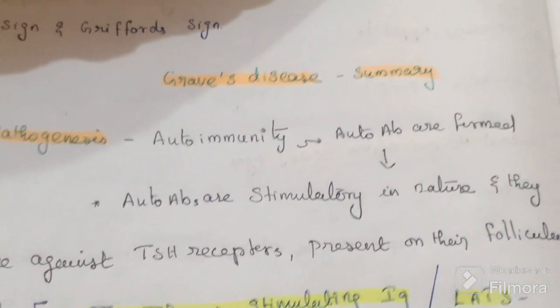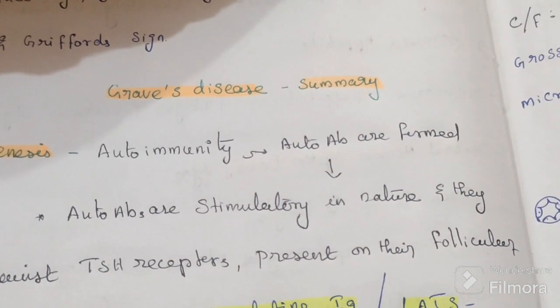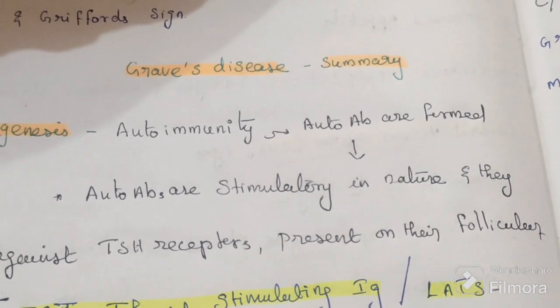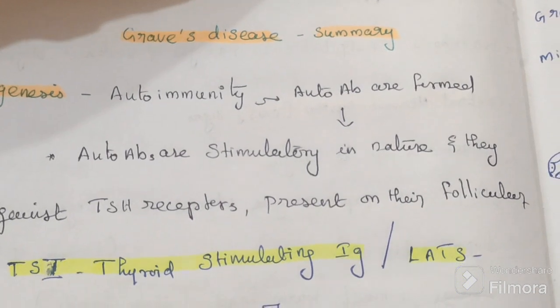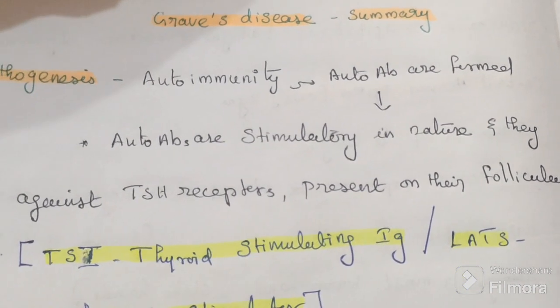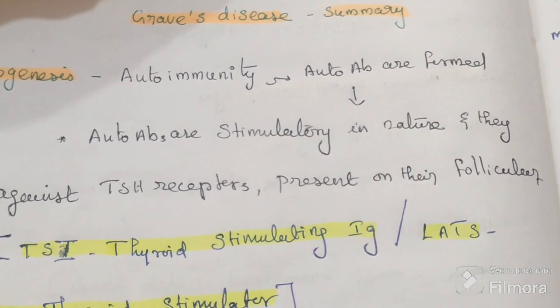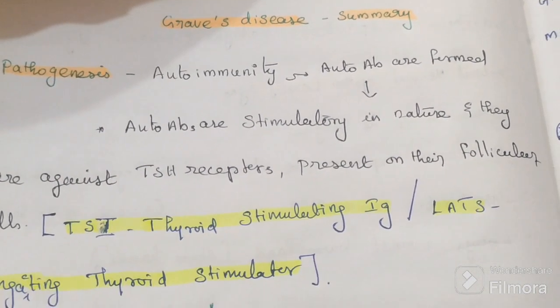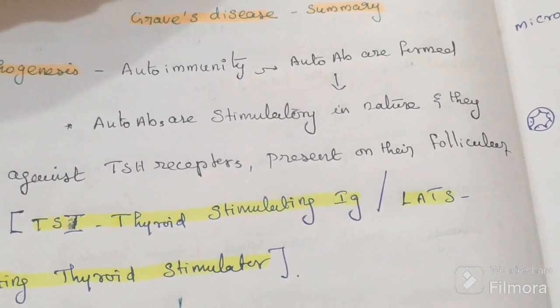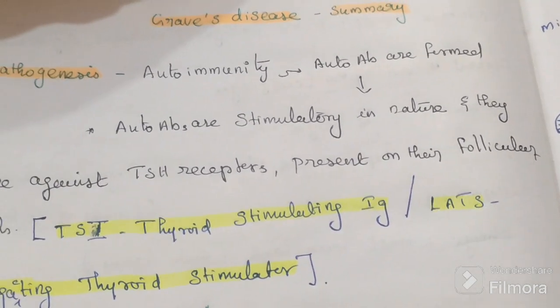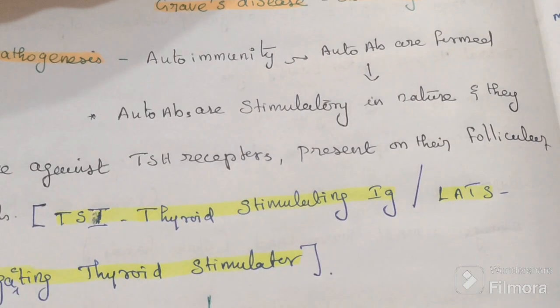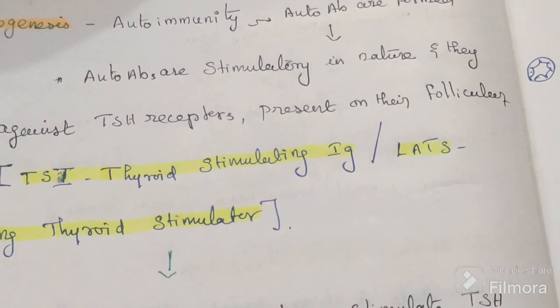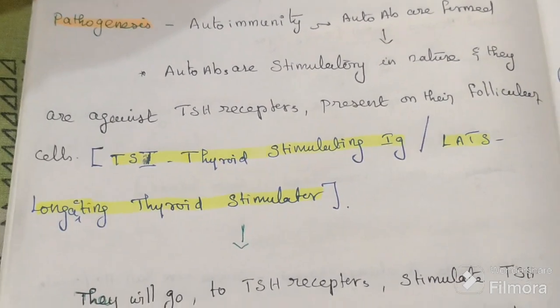So in this video, autoimmune diseases, hypo and hyperthyroidism, we discussed. First one is Graves disease. Graves disease summary. It is an autoimmune disease. Autoantibodies are formed, and those autoantibodies are stimulatory in nature. They are against the TSH receptor present on the follicular cells.